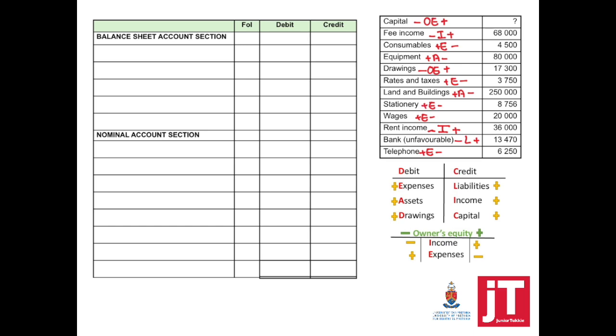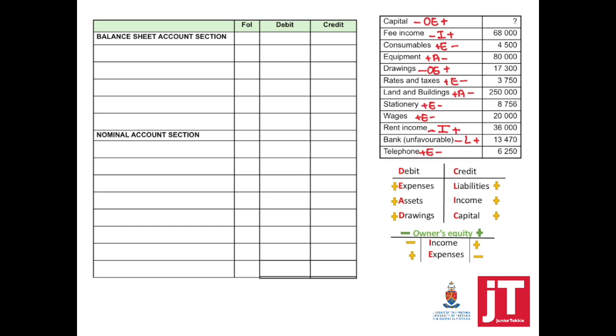All assets will appear on the debit side. It increases on the debit side. All liabilities will appear on the credit side. It increases on the credit side. All income will appear on the credit side, and expenses will appear on the debit side. So make sure that you understand that. If you get this right, then you will get the trial balance 100% correct.